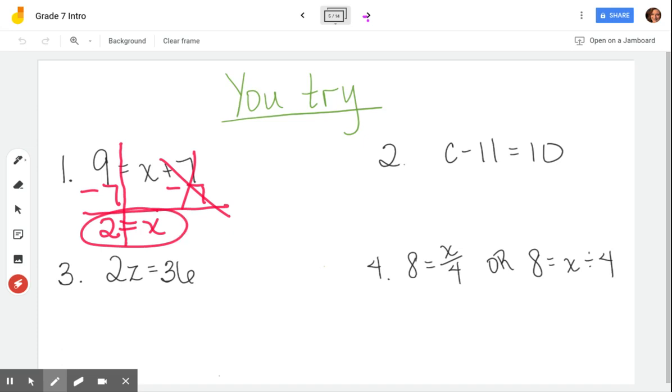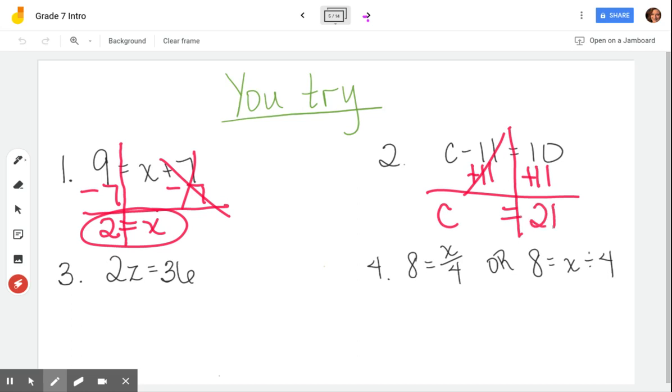Number 2, c minus 11 equals 10, so I'm going to separate it. All my focus this time needs to be on the left because that's where I find my variable. I see subtraction. The opposite of subtracting is adding. So I'm going to add 11 back in. And if I do that on the left, I need to do that on the right. And then I'm going to go straight down. C equals, I get 21.